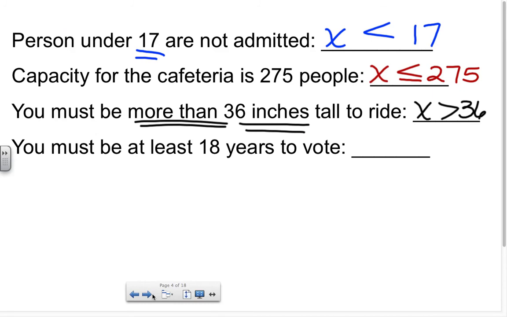All right, you must be at least 18 years to vote. So we know that 18 is involved, so we have X and 18. Now we're going to put an inequality symbol. At least, if you go back to that first slide that we filled out.